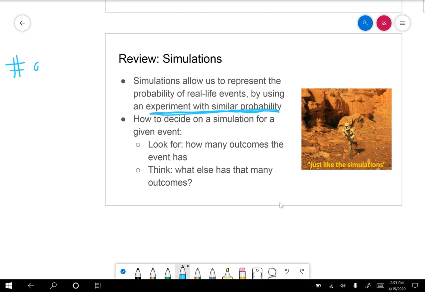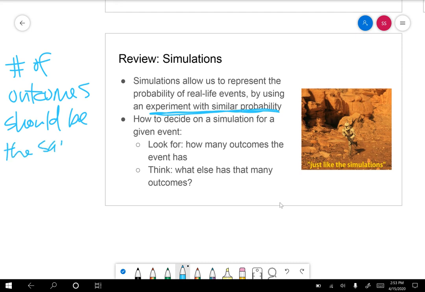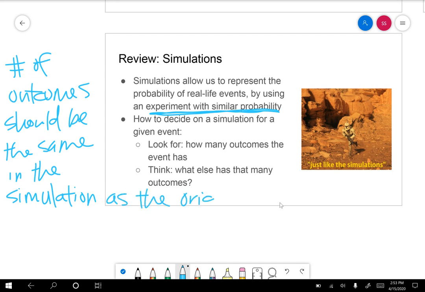So the number of outcomes should be the same in the simulation as the original event. That's probably the most important thing you can remember. The number of outcomes should be the exact same.